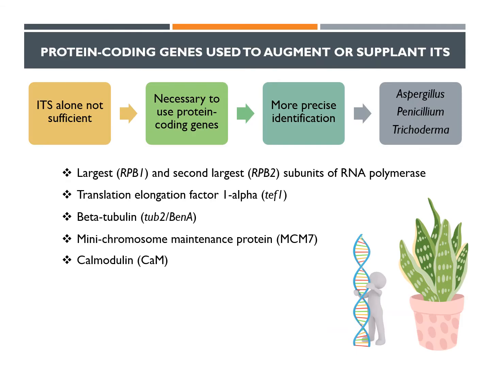For this reason, there is an alternative for the identification of fungi by using various protein coding genes, which are used to augment or supplant ITS in species level identification of certain fungal groups. As I mentioned earlier, ITS alone is not sufficient, so it is necessary to use protein coding genes to get more precise identification, especially for fungi in the genera Aspergillus, Penicillium, and Trichoderma.